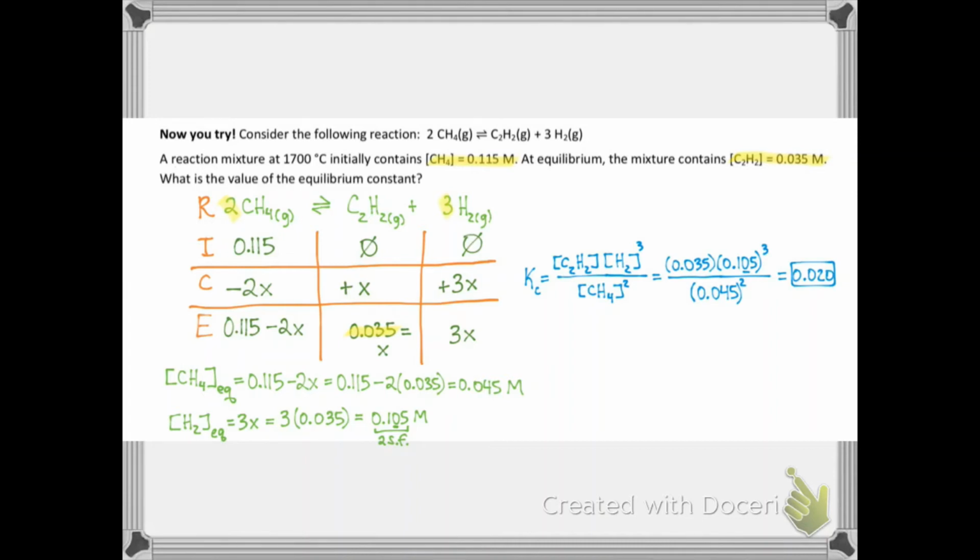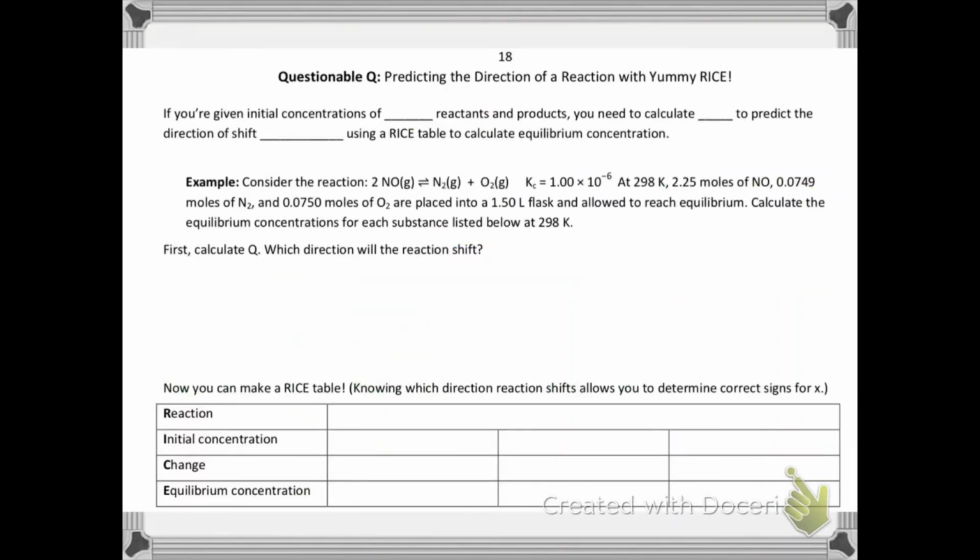So before you can use a rice table, you actually have to figure out what direction the reaction is going to proceed. Is it going to make more products, or is it going to reverse directions and make more reactants? Well, the only way to do that is to use our questionable Q. You've got to calculate Q to determine what direction the reaction will proceed. So let's take a look at an example problem.